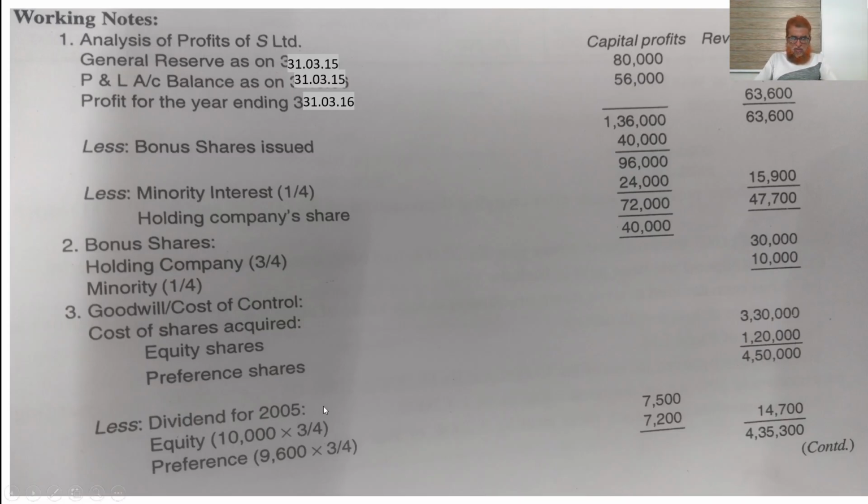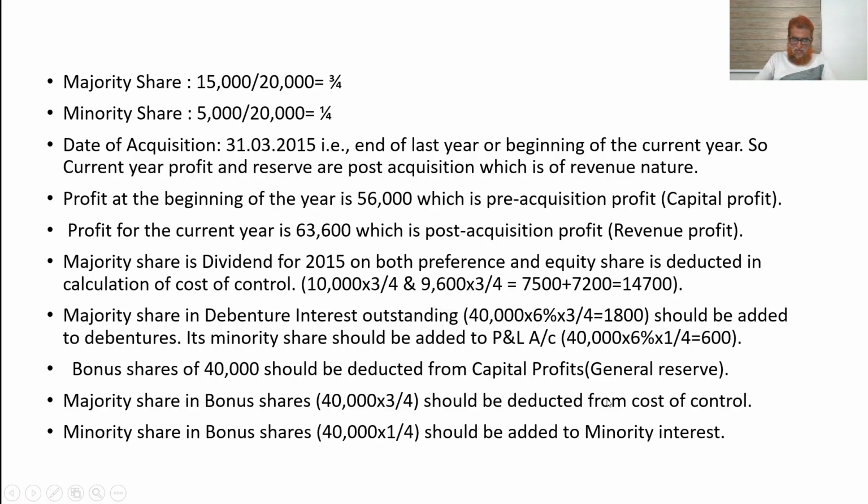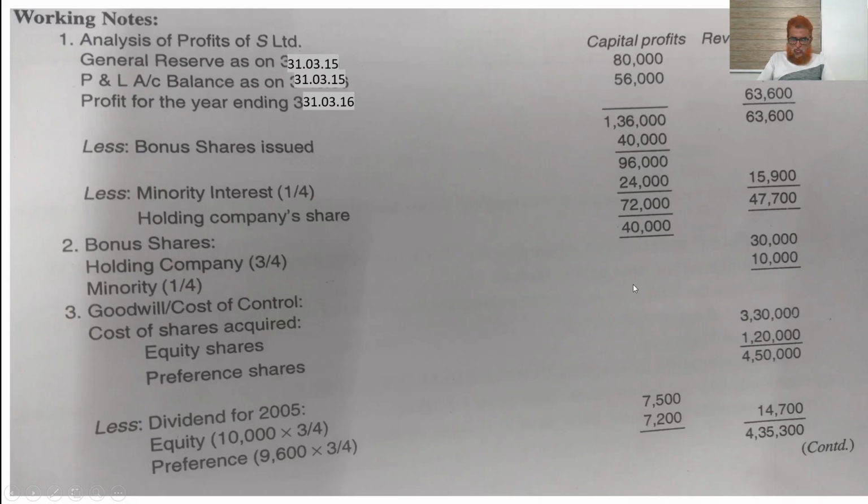From this, as I told already, dividend for 2005, I have explained in the second slide, that is 10,000 into 3 by 4, 9,600 into 3 by 4, 7,500 and 7,200. This I have explained here. See, this 14,700. So this should be deducted from here. Then you get 4,35,300.